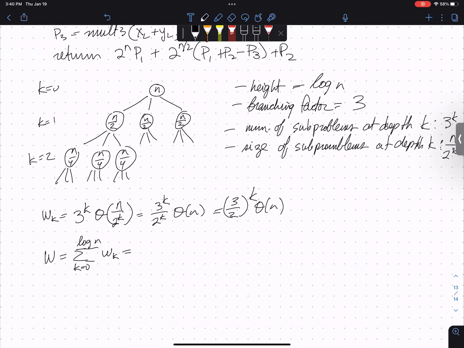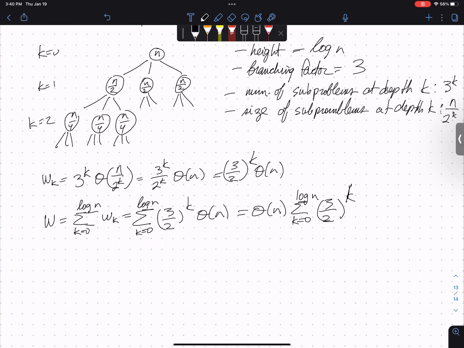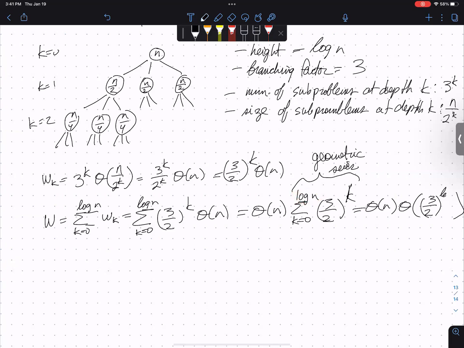All right, so from here on out, again, it's going to be just algebra. The sum from k = 0 to log n of (3/2)^k theta n. We can take the theta n out of the sum. This is again a geometric series, just like before, but before we had a 2 instead of 3 halves. 3 halves is still more than 1, so we're still in the case where the geometric series evaluates to theta of the base raised to the power of the highest index, in this case log n.